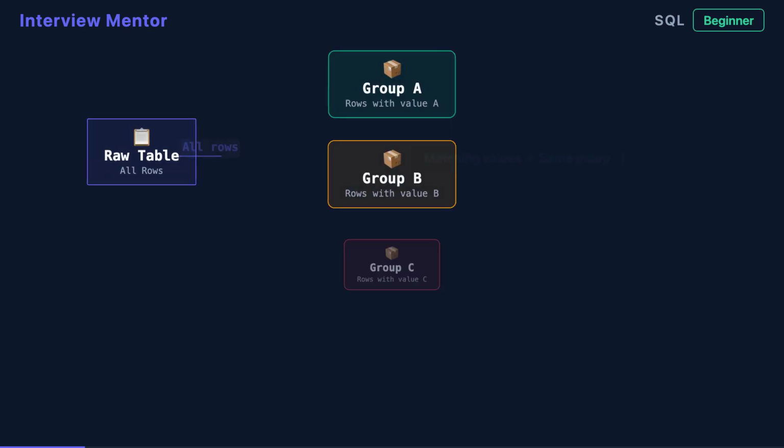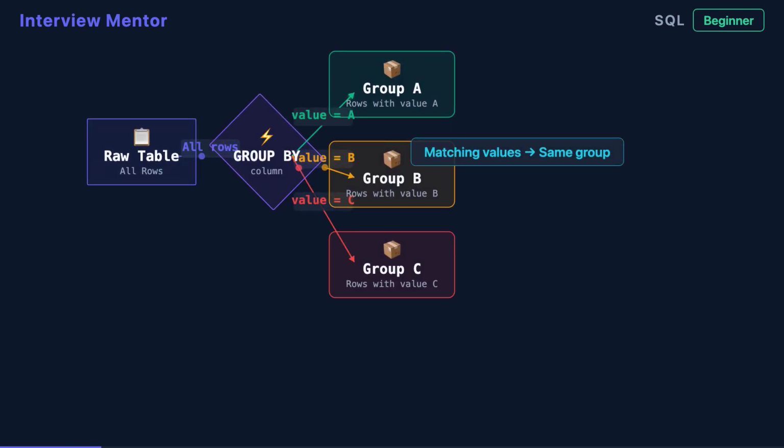GROUP BY organizes your table rows into groups based on matching values in one or more columns. Think of it like sorting a deck of cards by suit. All hearts together, all spades together. Each unique value becomes its own group, and SQL processes each group separately.